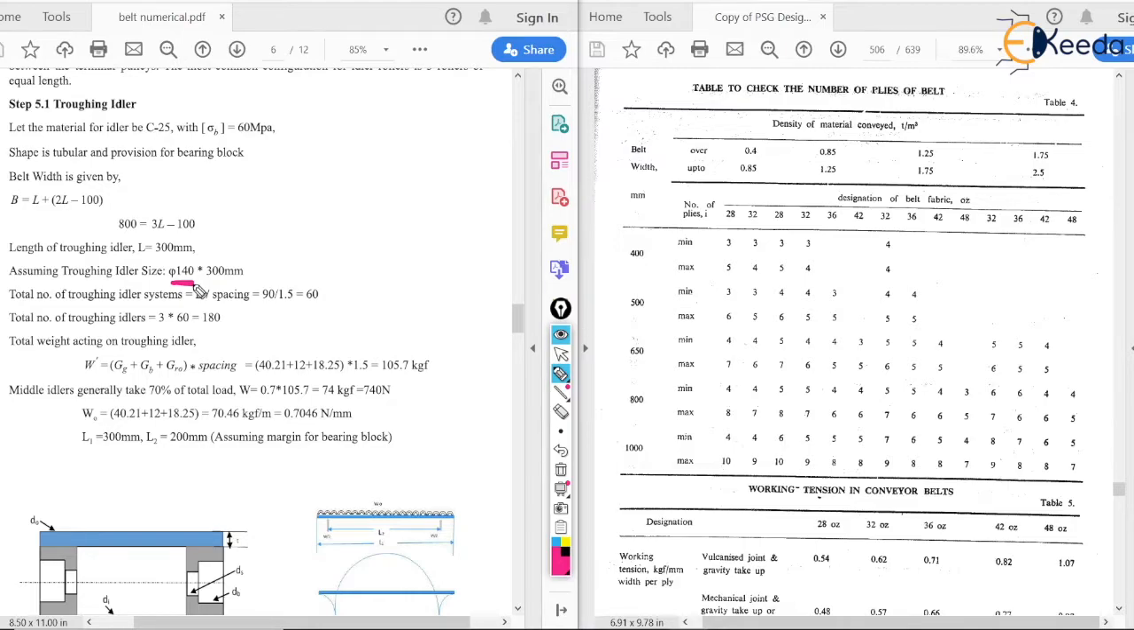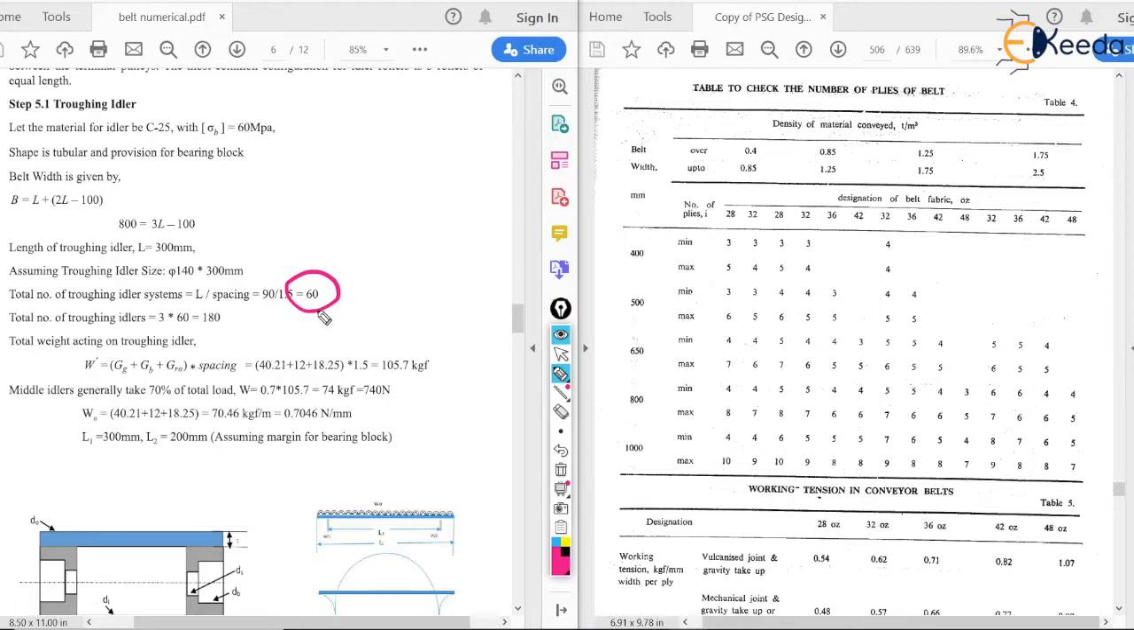Now the total number of troughing idler systems is L divided by spacing. For troughing it is 1.5, because it is actually carrying the load. The material is going to be conveyed over it, so the spacing should be lesser. When there is no load on the belt, there should be a greater spacing. That 3 meter we are going to take for the next one, the returning idler. As these are troughing idlers, the spacing is 1.5 only. So as per that we need 60 troughing idler systems for this whole system.